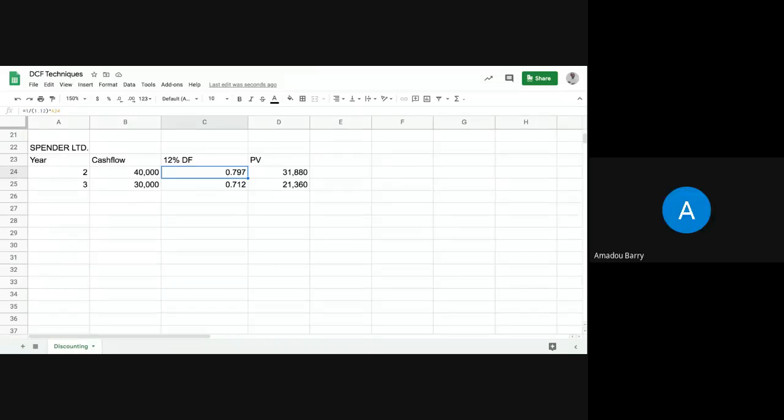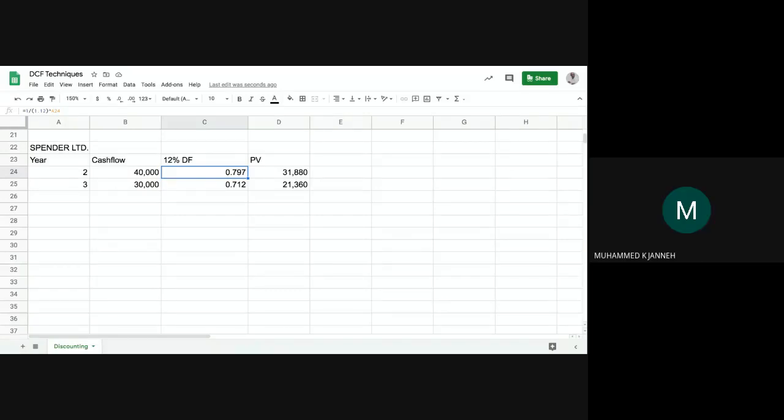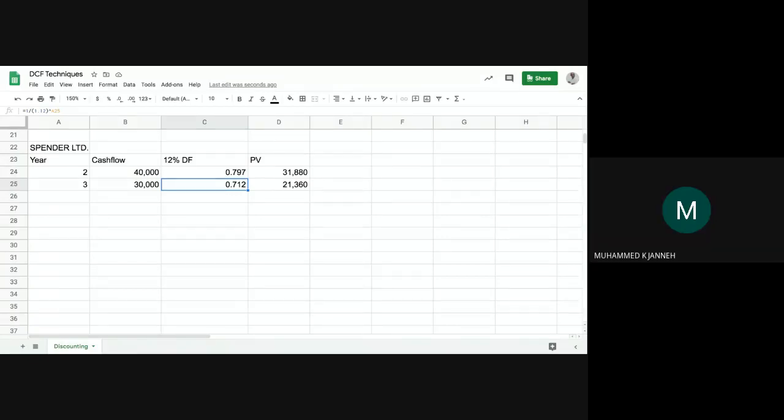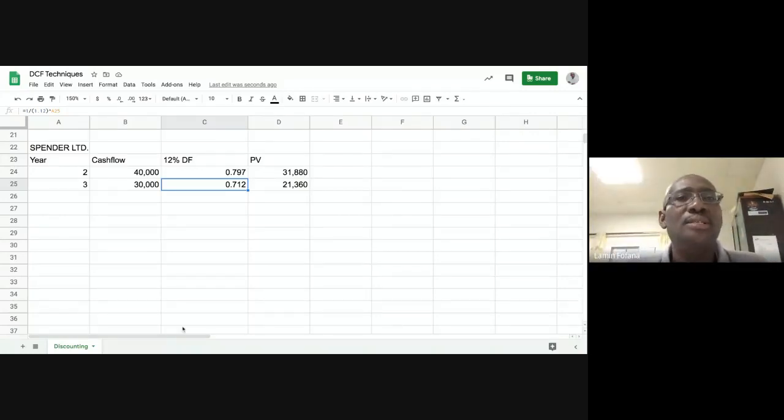But the discounting factor of year 3. Yes. Look at the discounting factor of year 3. Is 0.712. Is it not 1 divided by bracket of 1.1, or is it 1.2 rather? It's 1.2. Thank you. It's 1.1, 12%. 12% is 1.1. Yeah. 1 divided by 1.1. Okay, is this okay? Please make sure all of you are able to do this.